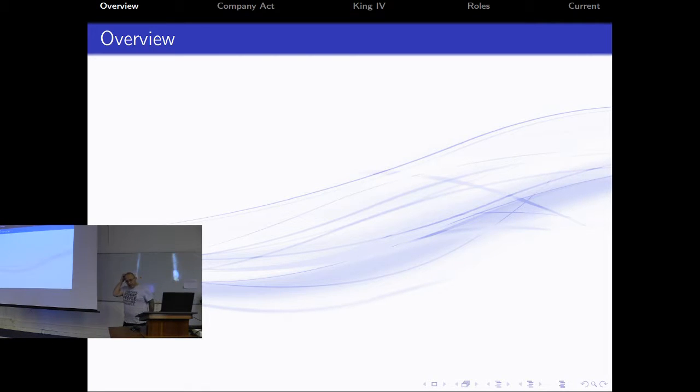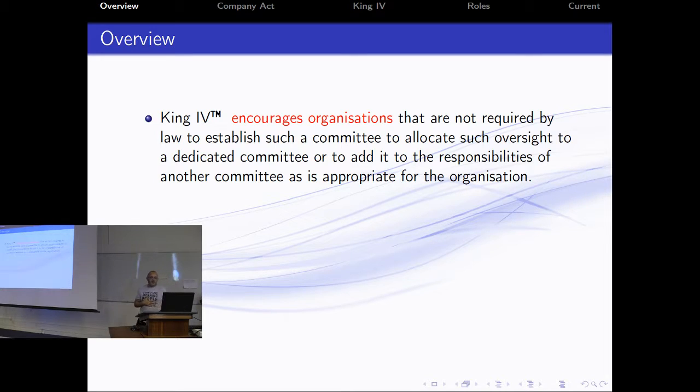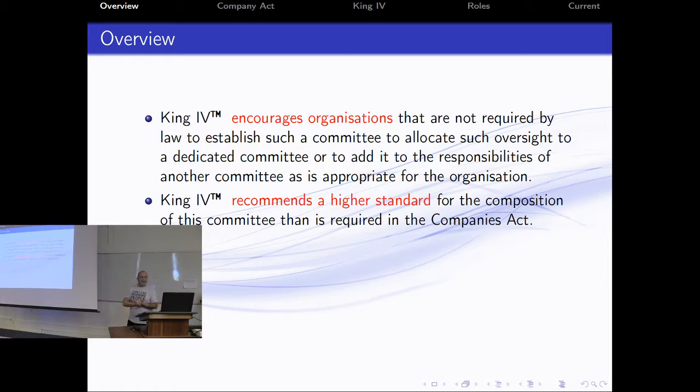So what I'm going to do is just start off with an overview of what the objectives are of the committee. So firstly, what King 4 does, so there's legal requirements, but what King 4 does is that it encourages organizations that aren't necessarily legally obligated to create a committee, to actually create one. So that's the first thing. And then it requires a sort of a higher standard of the committee than what's necessarily put forward in the Companies Act.